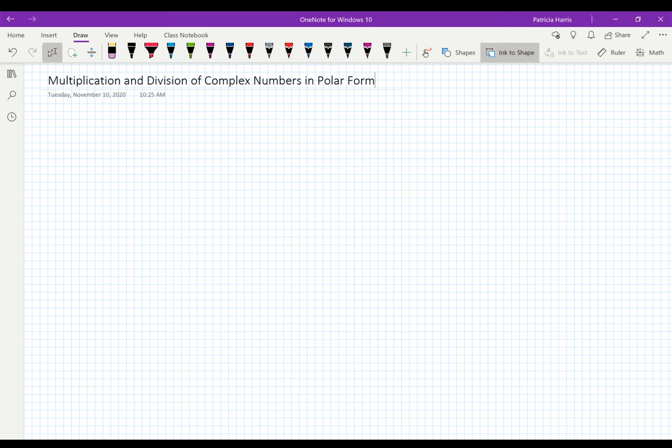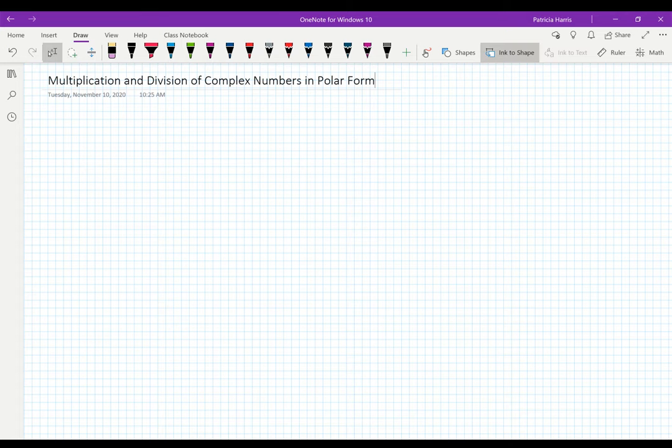Hi guys, so what we're going to do right now is multiply and divide complex numbers in polar form. So we are not going to switch them back to their complex form a plus bi. We're going to keep them in their polar form. Now sometimes this is easier, sometimes not.